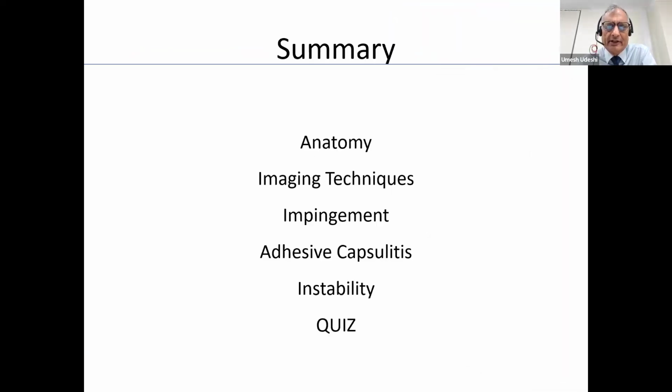So the summary of the talk tonight: I'll go through the anatomy very briefly because you all know the anatomy probably better than I. I'll touch on imaging techniques and then the three main conditions that patients present with: impingement, adhesive capsulitis, and instability. And then I've got a few cases at the end that we can do a little quiz with, which will consolidate what I've said before.